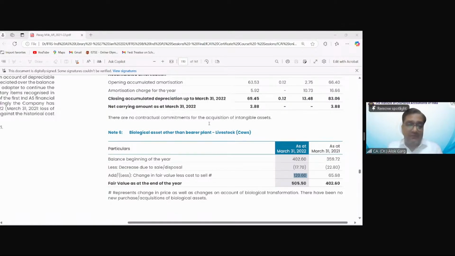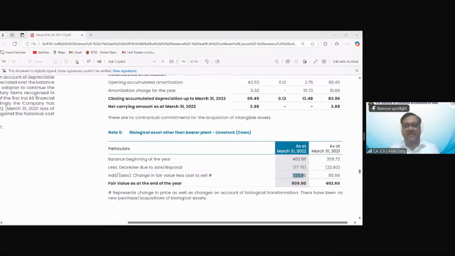So in this case, for example, you can see the biological asset other than bearer plant has been debited, and that is why it is increasing the value of the asset. And where will the credit go? This 12 crore, 120 million, where will it go? Profit and loss. In profit and loss, where? Other income. You're right, Hemant.